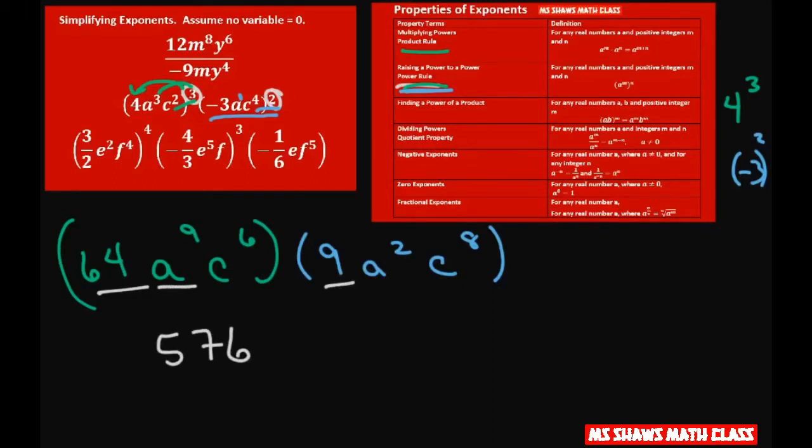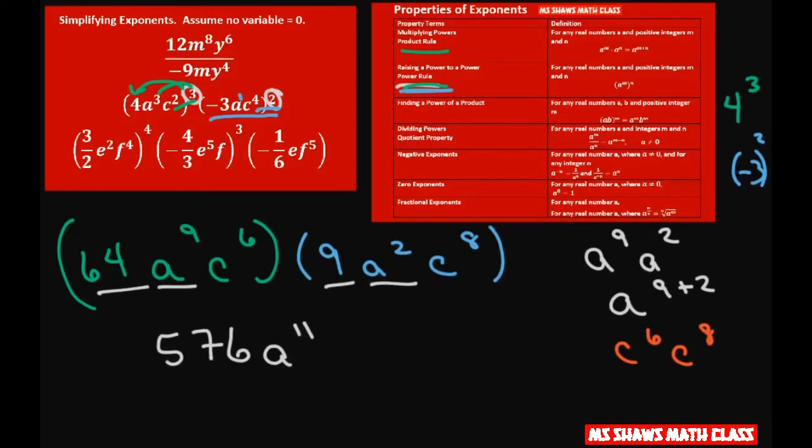Now for the a's, basically we have a to the 9th times a squared. So that's going to equal a to the 9 plus 2. So that's a to the 11th. And then for the c's, we have c to the 6th times c to the 8th, which is actually c to the 6th plus 8, which is c to the 14th. And that would be your final answer there.